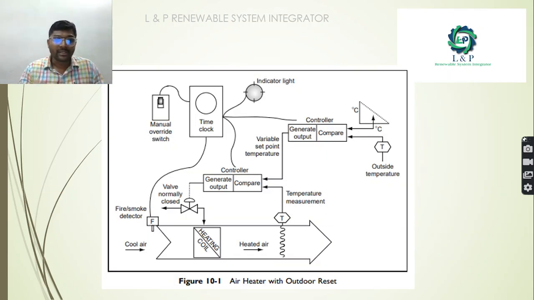Okay, so as you can see here, this is an air heater with the outdoor reset option. What we are going to do is, we are already getting cool air, so our main purpose is to heat it. With the help of the heating coil, okay, either you can heat it with hot water, or you can use the heater or thyristors to heat it, so that you can measure the exact temperature.